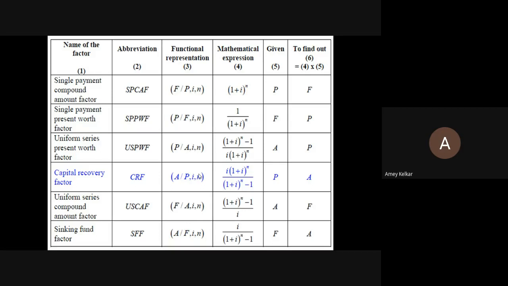Correct. Very good. Last factor, sinking fund factor. It is the reverse of what we used in the previous one. So that formula multiplied by the future amount, which is 50 lakhs, will give you the answer. So please try and work out. Annuity A is equal to future into that formula.